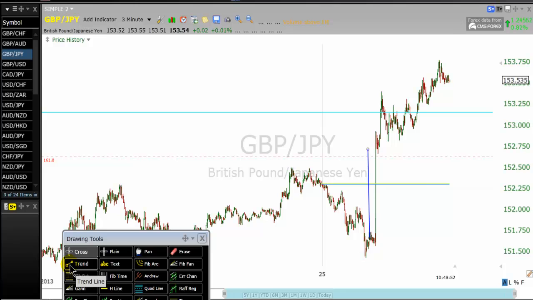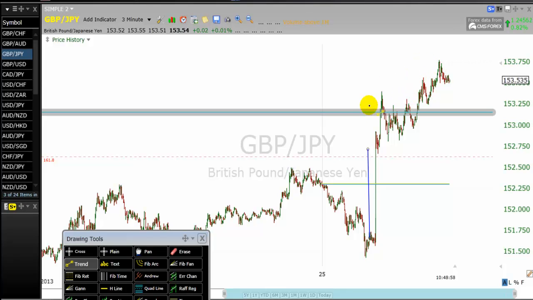Hello traders. I just want to show you quickly what's happening here. Selling the pound yen currency pair right here at 153.53. Stop loss at 153.77. What I'm going to do now, 1 second please.